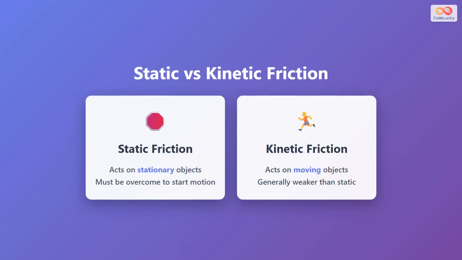There are two types of friction between solid surfaces: static and kinetic. Static friction acts on stationary objects and must be overcome to start motion. Kinetic friction, on the other hand, acts on moving objects. An important point to remember is that static friction is generally stronger than kinetic friction. This is why it's harder to start pushing a heavy object than to keep it moving once it's already in motion.